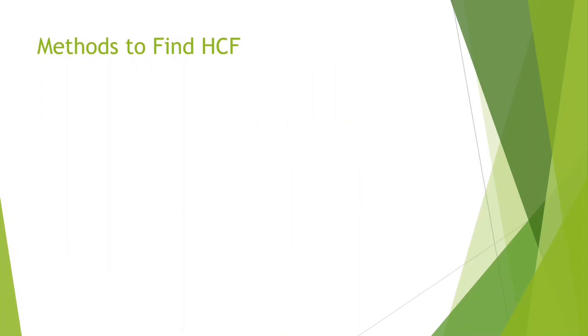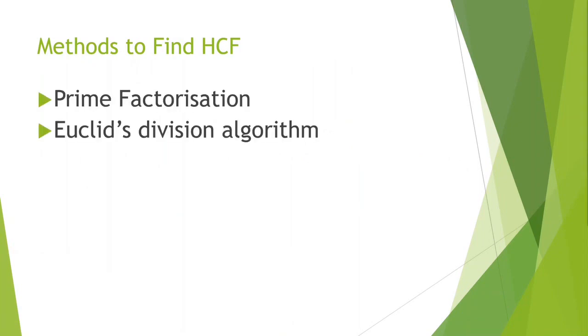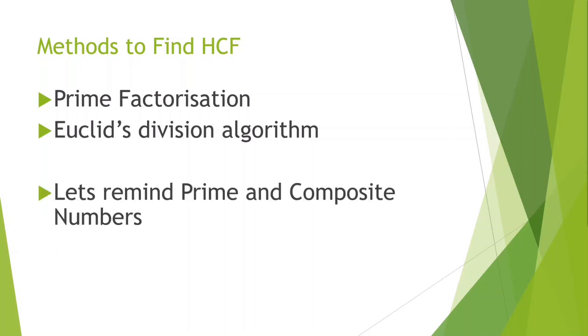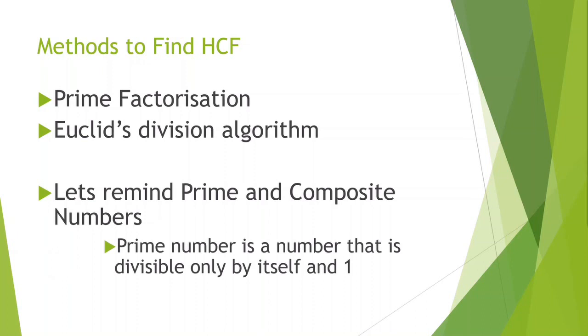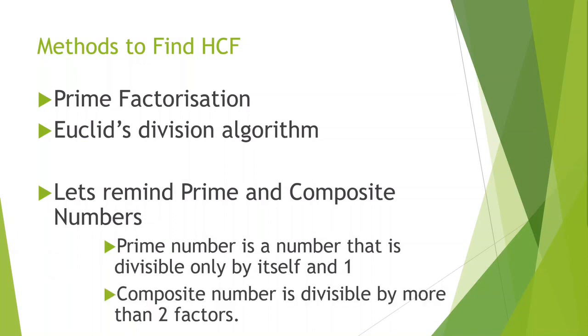We will be looking into prime factorization method and Euclid's division algorithm to find HCF in this session. Before we dive deep into the methods, let us quickly remind ourselves what the prime and composite numbers are. Prime number is a number that can only be divisible by itself and 1, whereas a composite number is divisible by more than 2 factors.